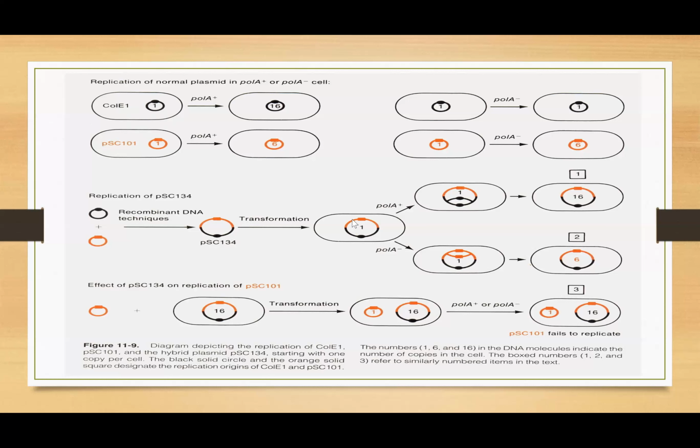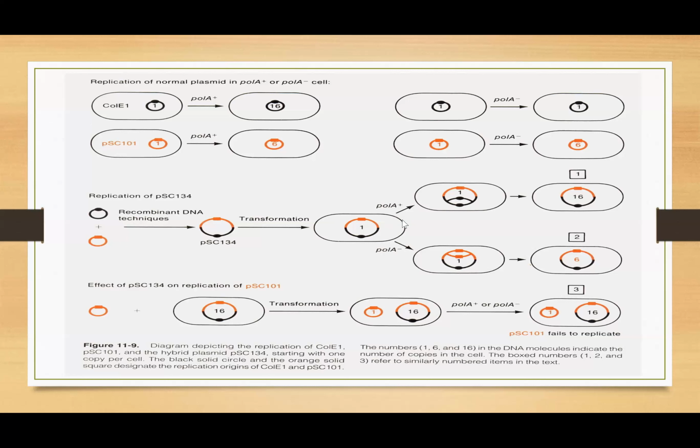Now, when this recombinant or fused plasmid was used for transformation and put in a normal cell and in a mutant cell, mutant for Pol A or Pol A minus, let us see what's going on here.